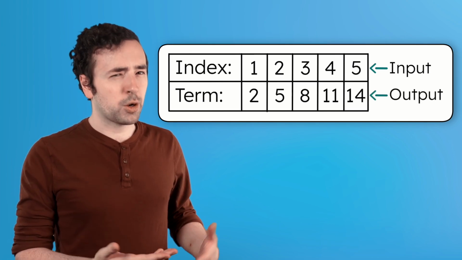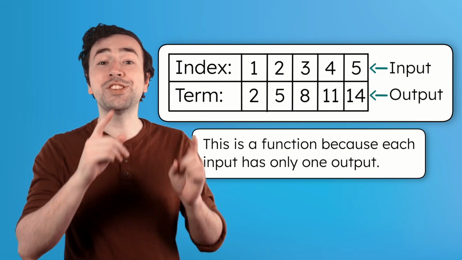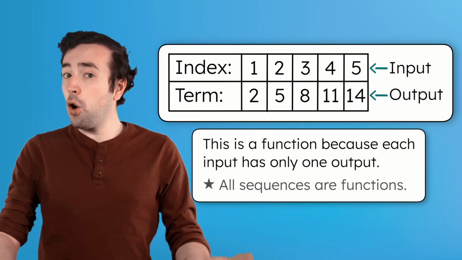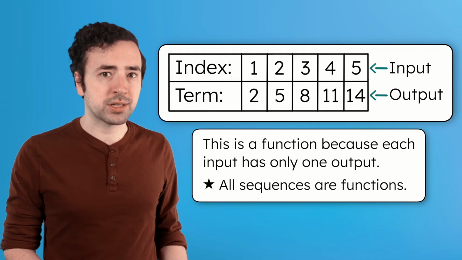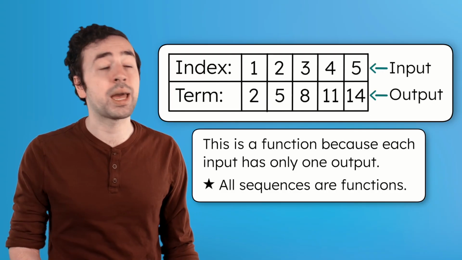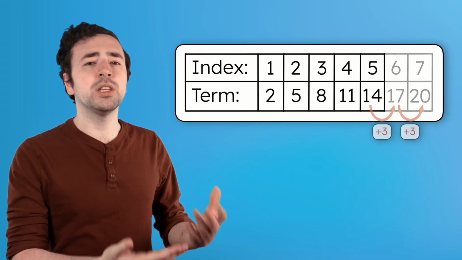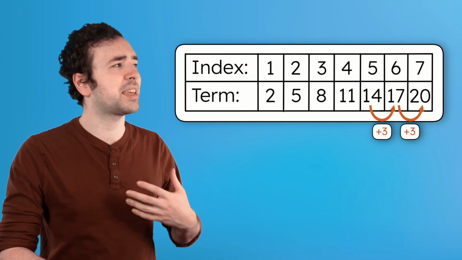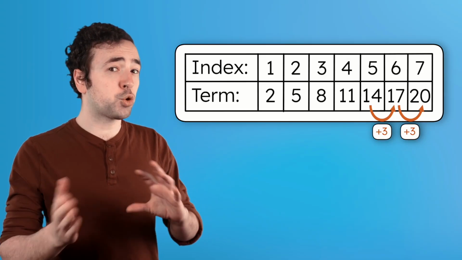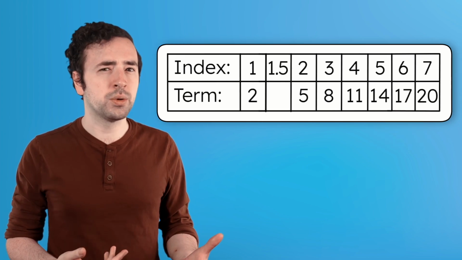But how do we know this is a function? Right, each input has only one output. In fact, all sequences are functions because we'll always have one first term, one second term, and so on. Going back to the table, we can extend it by continuing the pattern to find the 6th and 7th terms. But would it make sense to add something between the terms we already have, like 1.5 between 1 and 2?